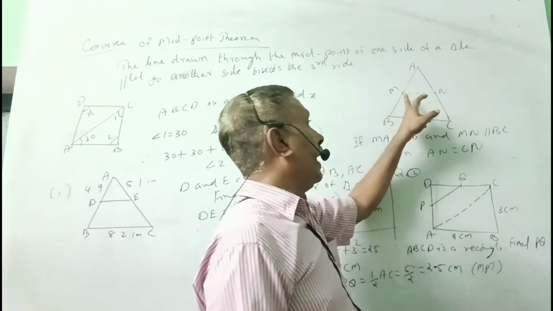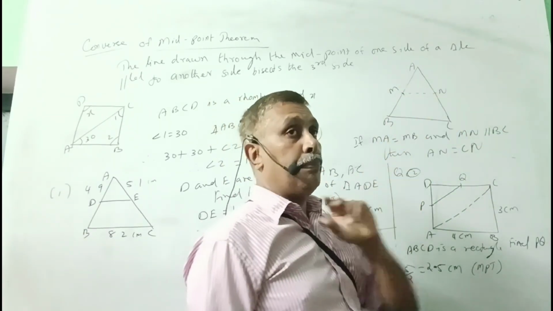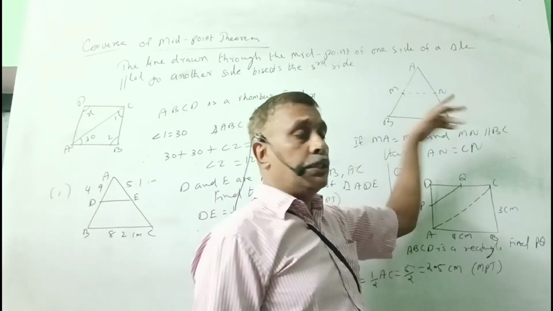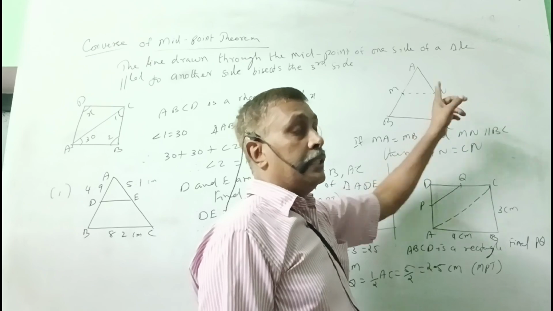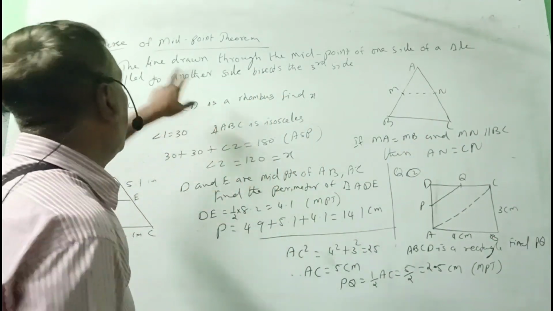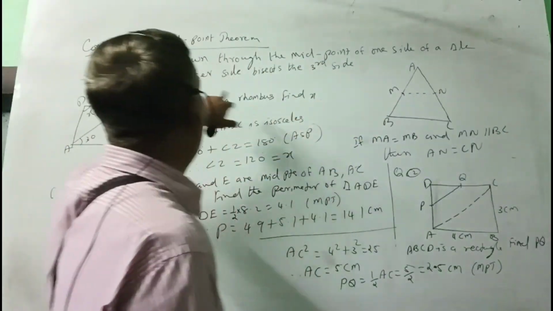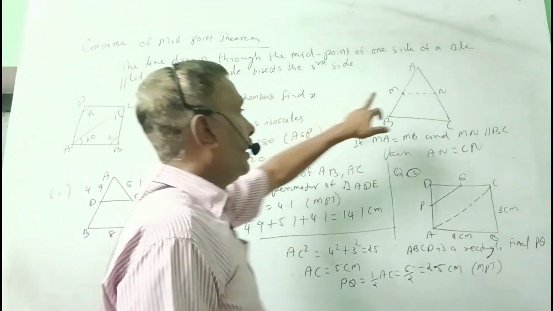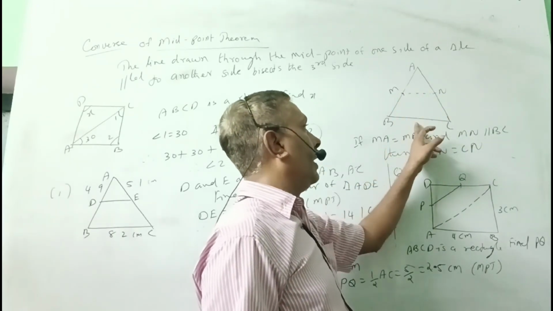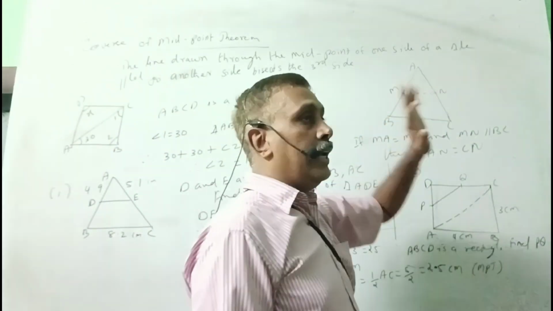In triangle ABC, M is the midpoint and MN is parallel to BC. Then N is the midpoint. Only one midpoint is given and the parallel is also given. So by the converse, N is also the midpoint of AC. That is given: the line drawn through the midpoint of one side of a triangle, parallel to another side, will bisect the third side. Bisect the third side means AN equals CN.